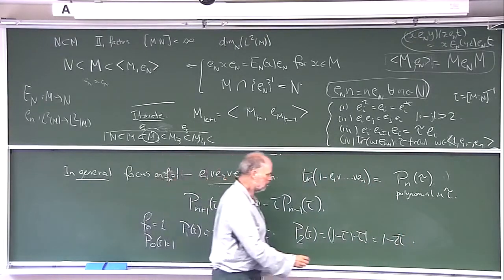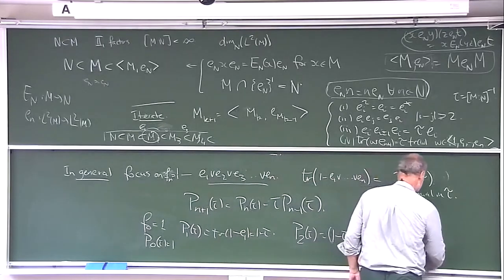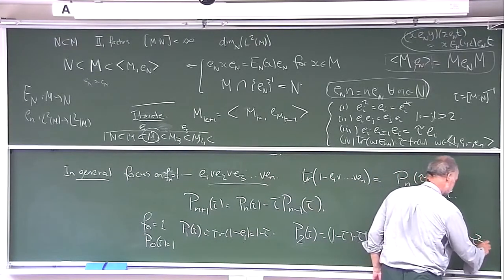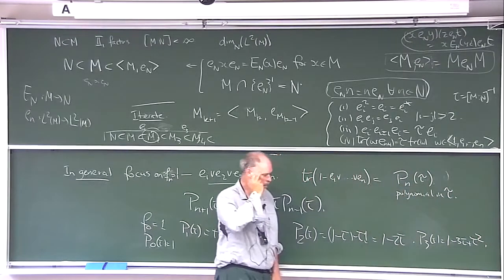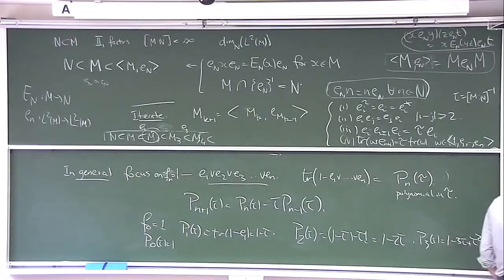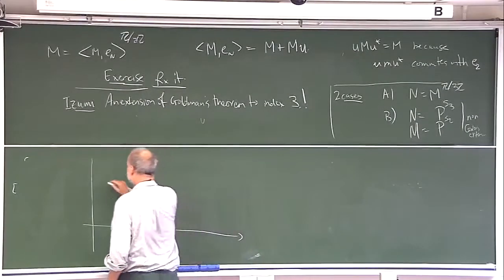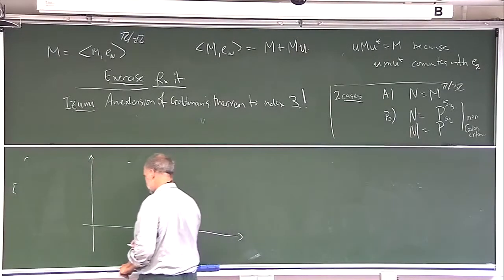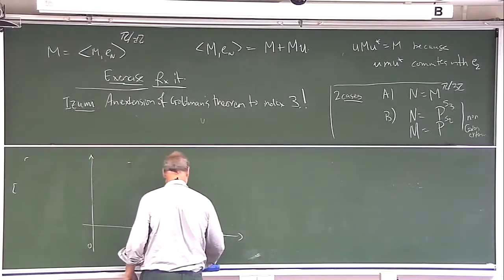And I'll save you the trouble, I'll do the next exercise. P3 of tau is 1 minus 3 tau plus tau squared. And so on. It's obviously very easy to figure them out. But now I want to draw the graphs. We're really interested in tau values between 0 and 1.